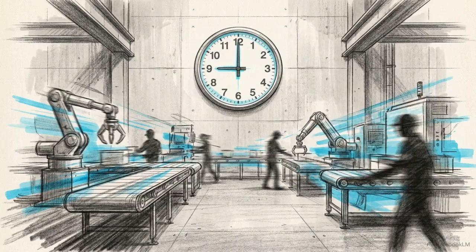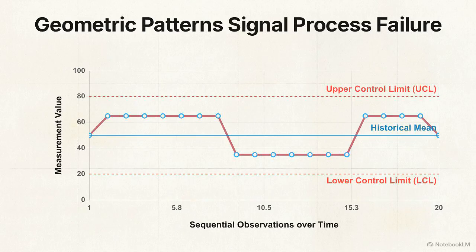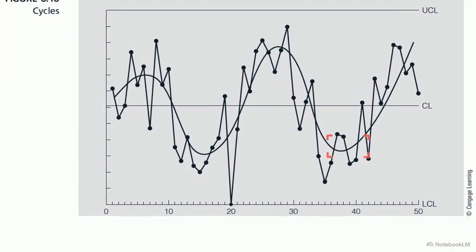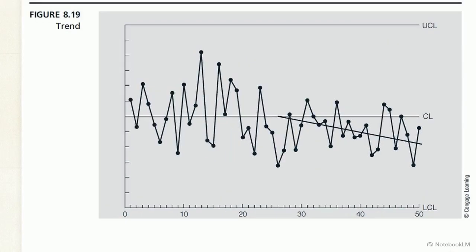Not all out-of-control signals happen instantly. Some manifest as slower, geometric movements that violate the core rule of randomness over a longer period. This chart illustrates cycles. The data points form a recognizable, repeating wave pattern flowing up and down within the control limits. This predictable oscillation indicates a recurring external factor is acting on the system, like daily temperature swings or routine operator adjustments. Contrast that cycle with a trend.